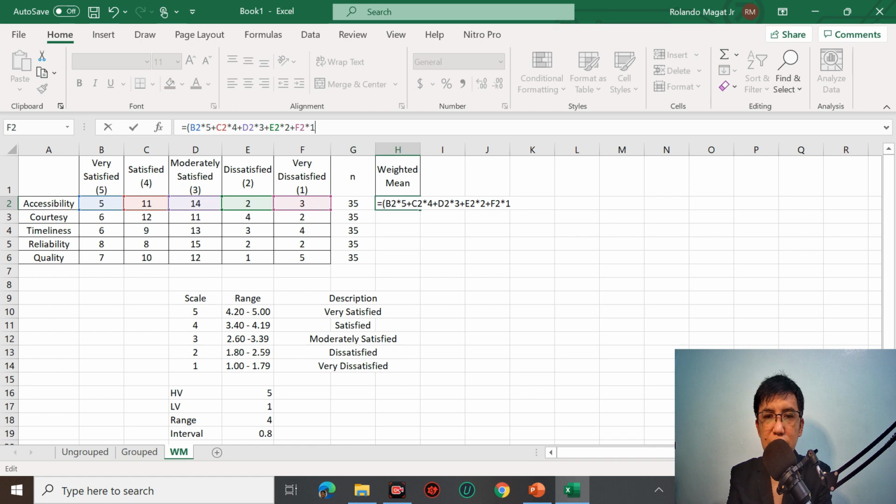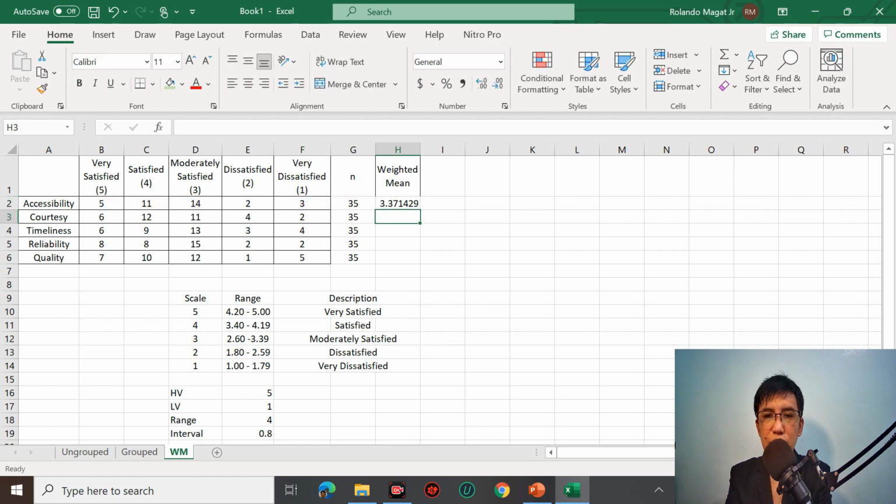Kaya ng parenthesis to. We will divide this one by this, G2. Okay? So, 3 point, and 2 decimals lang after natin. Okay. Center. Then drag. Okay. Then that's it. Diba? Ang bilis. We're able to find the weighted mean for each.